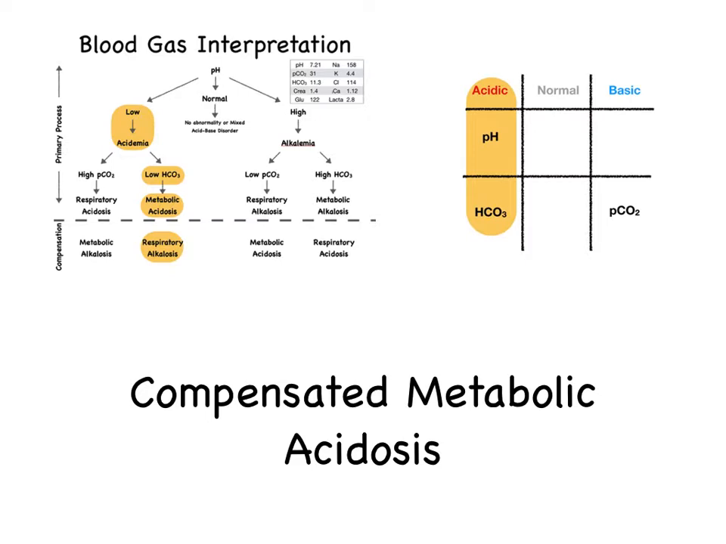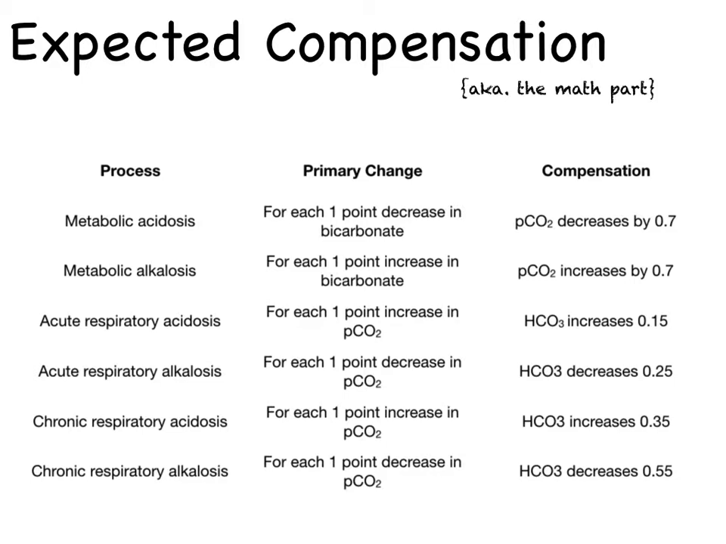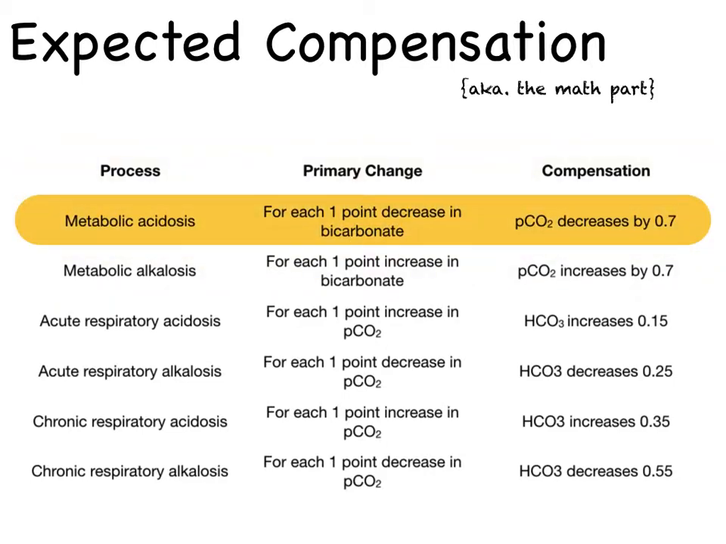Now, you can stop here if you wanted to, but if you want to be certain what's happening, then we move on to the next step, where we calculate the expected amount of compensation. Since some of our really sick patients can have more than one problem that can cause changes in the blood gas, we can use mathematic formulas to determine if the changes that look like compensation really are compensation, or if we need to go looking for secondary problems. When the primary problem is a metabolic acidosis, the formula says for every 1 point decrease in the bicarbonate below normal, the PCO2 should decrease by 0.7 points.